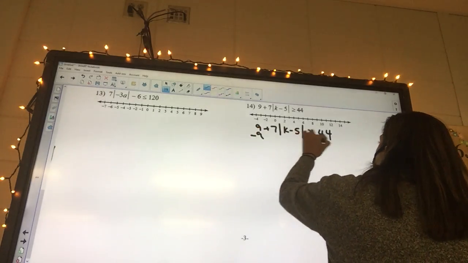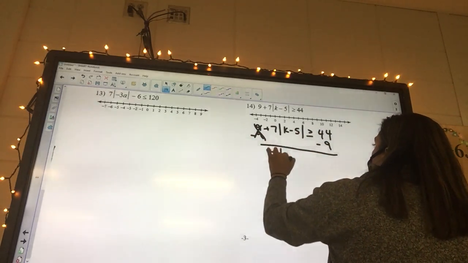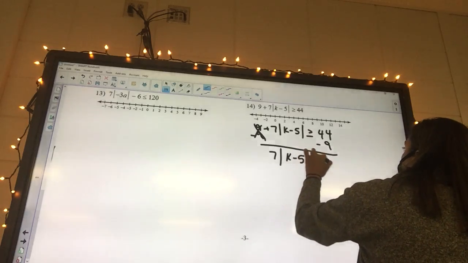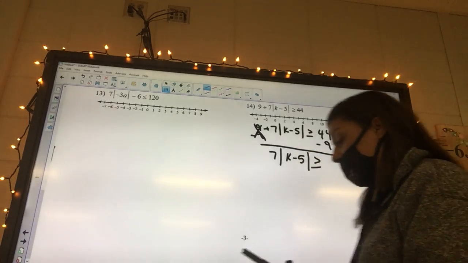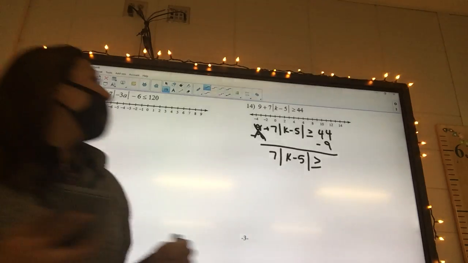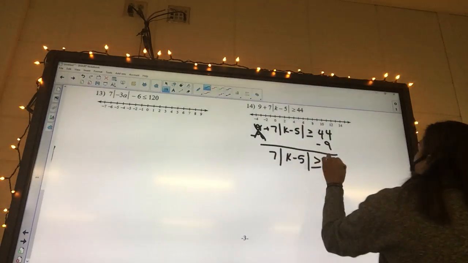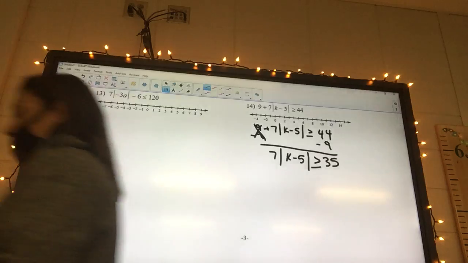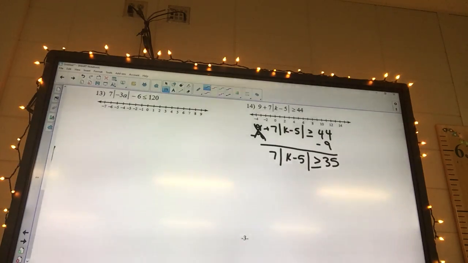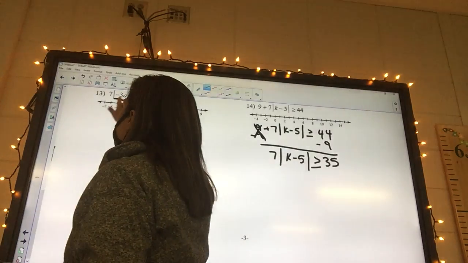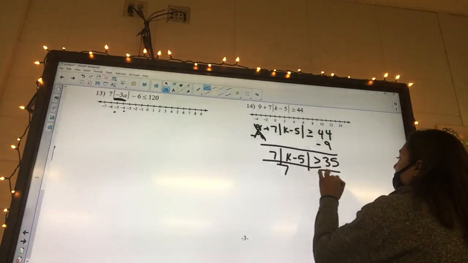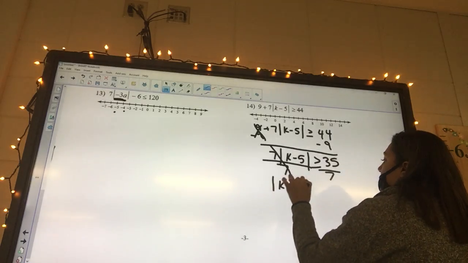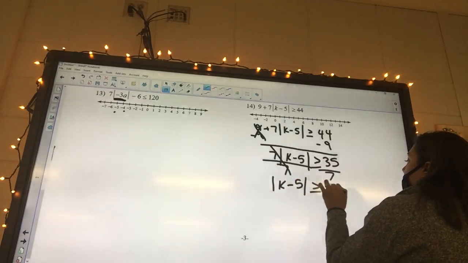Okay, so I got to subtract 9 from both sides. So I got 7 parentheses k minus 5. It's greater than or equal to 35. Okay, now what? We need to move the 7. How do I move that 7? It's not subtract. So remember, what's this mean when they're right next to each other? It means multiply. So we really got to divide both sides by 7. So I got k minus 5, and that's going to give me a 5.